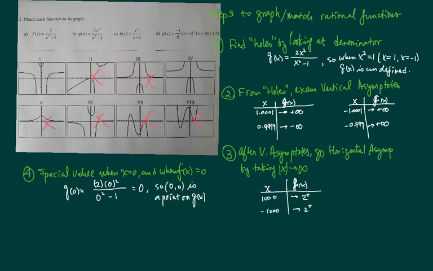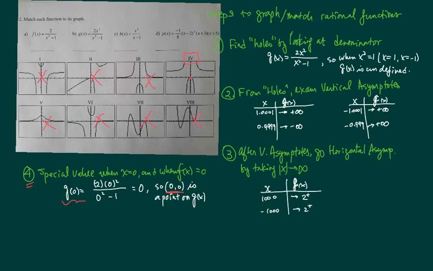Alright, and the last step is that special value. When x equal to 0, we can see that 0 produces g of 0. So the function is 0. Function equal to 0 when x equal to 0. So therefore (0, 0) must be a point, which means you eliminate this graph, because (0, 0) is not on the graph. The only one that's on the graph, which satisfies all 4 requirements, is graph number 4.